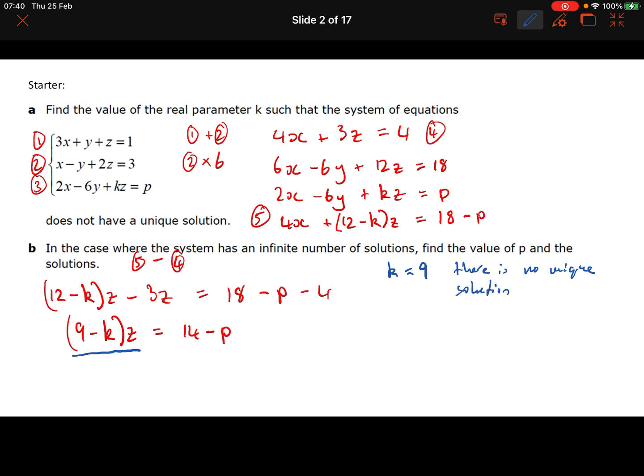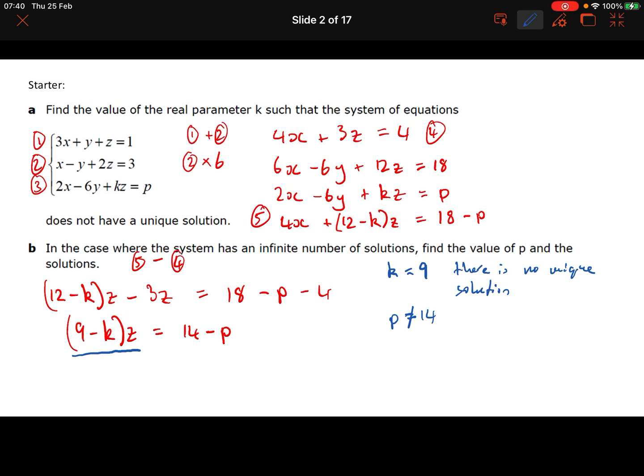Now, what I've said there is not strictly true. There is actually one case where there are solutions if k is equal to 9, and that would be if p was equal to 14. So what we're saying is, if k is equal to 9 and p is not equal to 14, then there is no solution to this equation. If k is equal to 9, there is no unique solution. But if k is equal to 9 and p is not equal to 14, then there are no solutions at all.